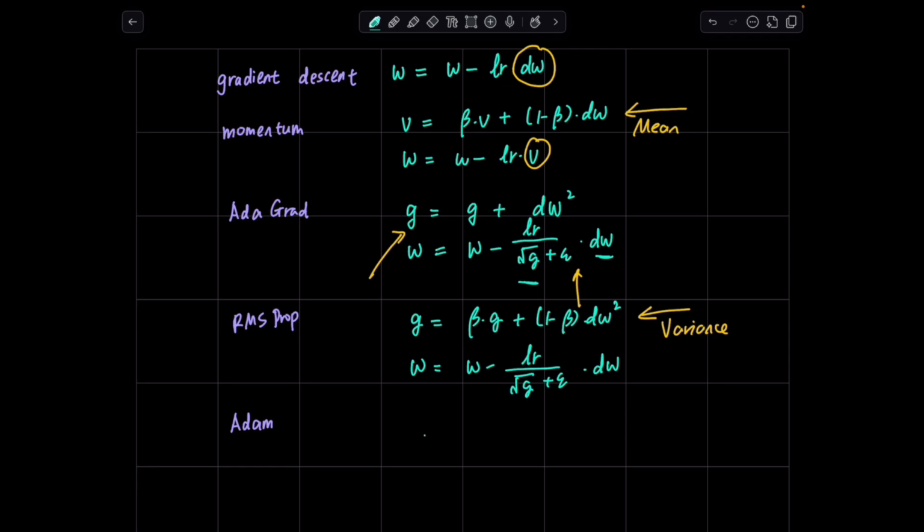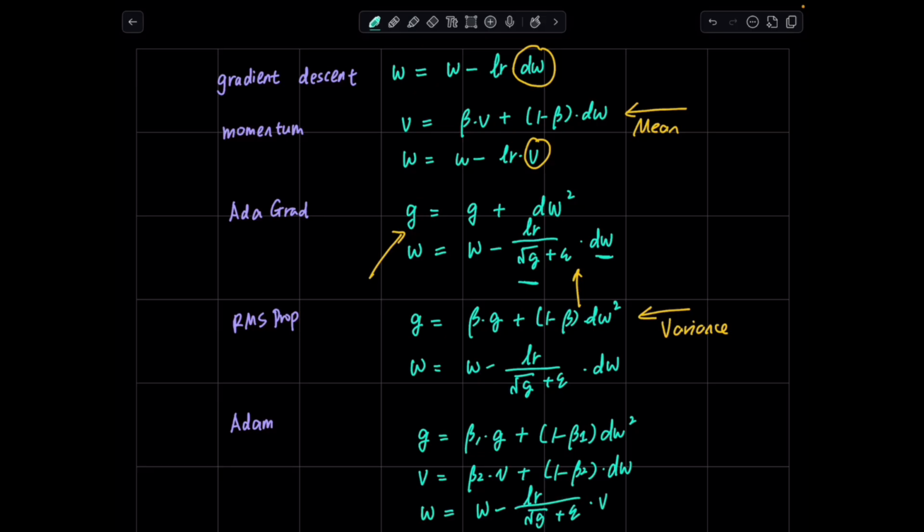How does it do so? First, it does the moving average for variance, and then it does the moving average for DW. Similarly to before, it will use the square root of G to regulate the update steps. It will use V to replace DW. With that, Adam is able to combine the good side of both momentum and RMSProp.